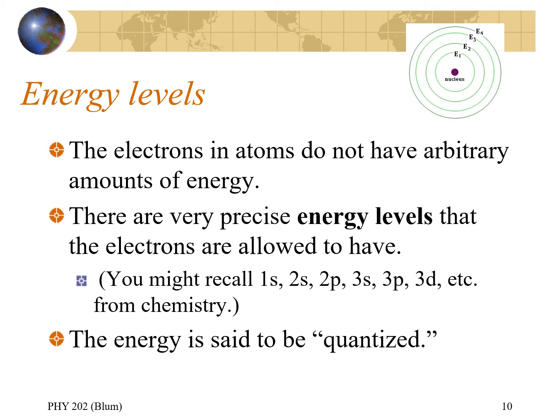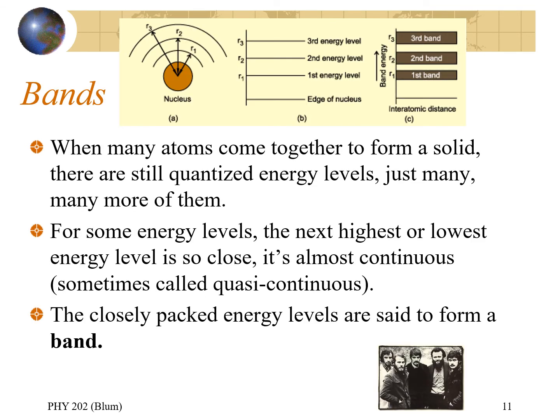The energy is said to be quantized. That means it has to have these specific values, and it can't be any arbitrary amount, but it must be these specific amounts. That's what we mean when we say quantized. So the individual atoms had these energy levels, and now we're going to bring a lot of atoms together. So we're still going to have these quantized energy levels, but we're just going to have a lot more of them.